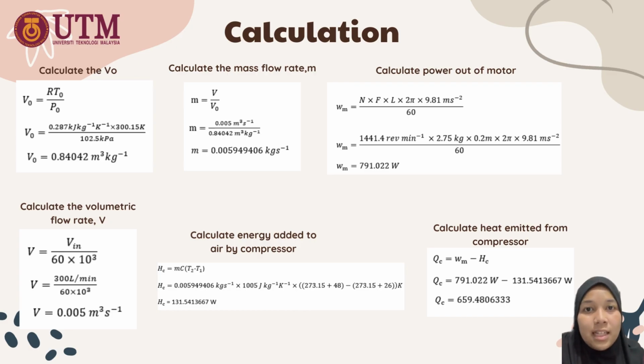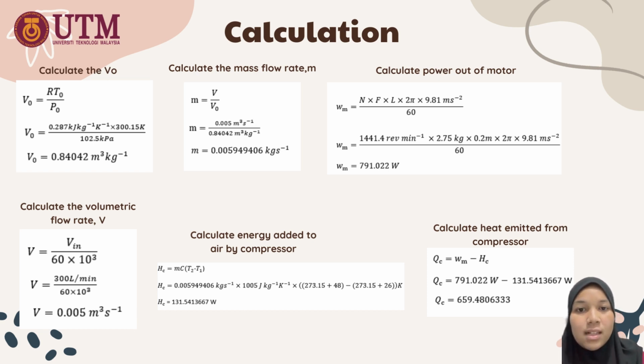Below are the calculations involved during this experiment. The first one, we need to calculate the V0 using the formula V0 equals RT0 over P0. After we got the V0, we need to calculate the volumetric flow rate, which is V. V equals V in over 60 times 10 to the power of 3. So we got V equals 0.005 meter cube per second.